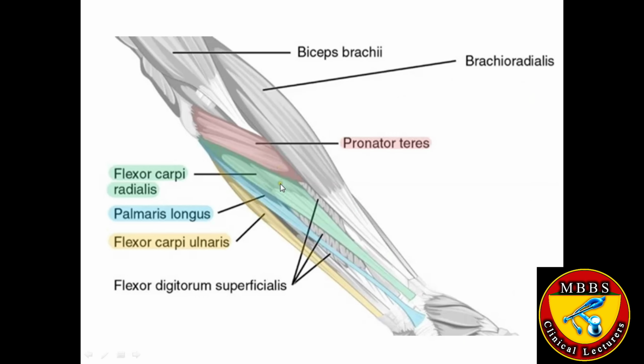Pronator teres forms the medial boundary of the cubital fossa, then flexor carpi radialis, then palmaris longus between the flexor carpi radialis and the ulnaris.